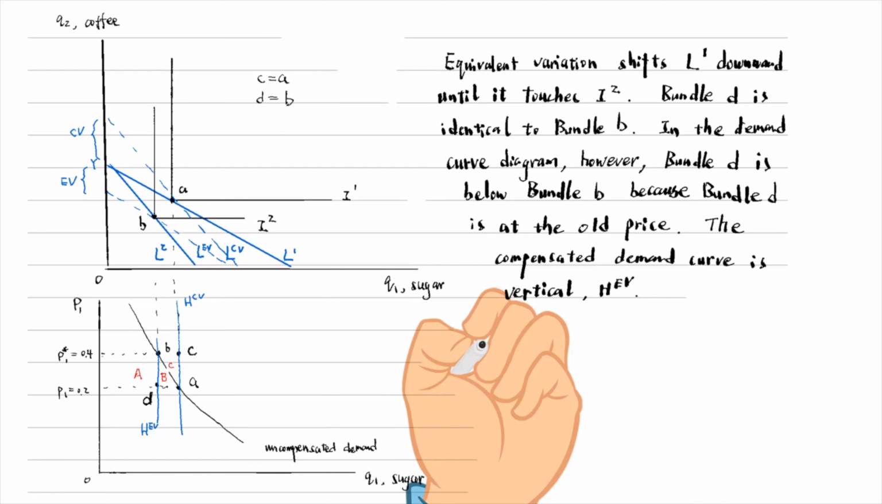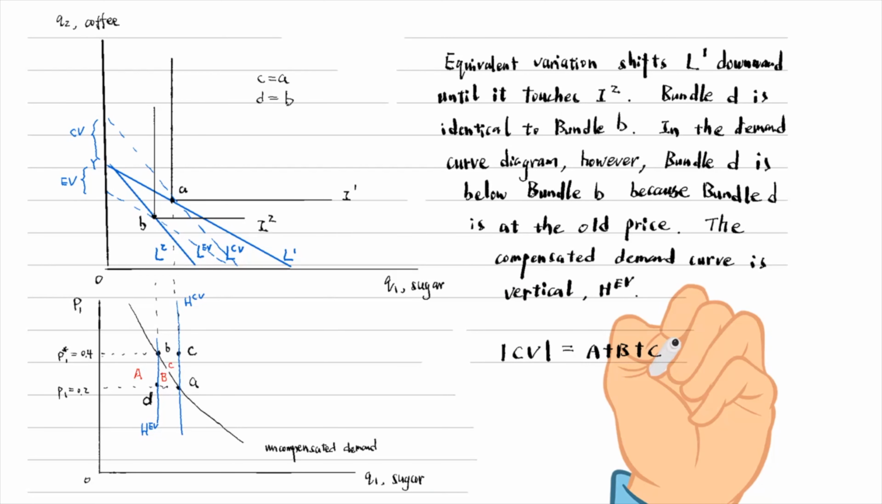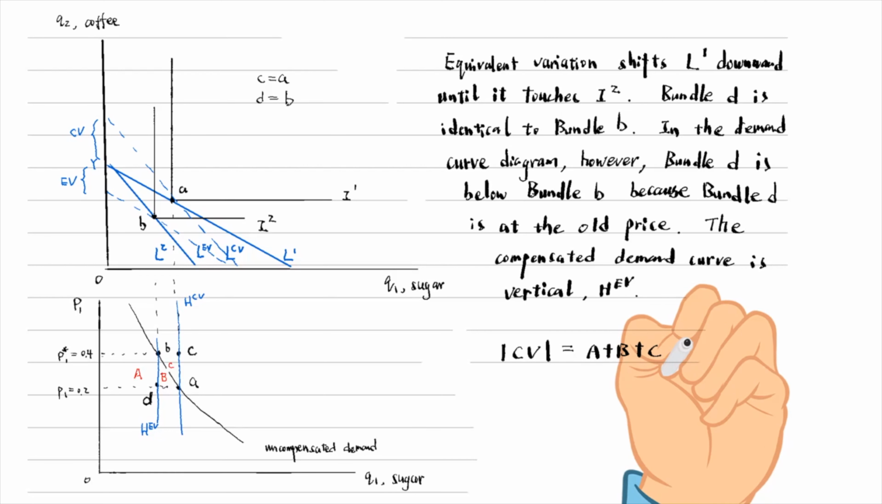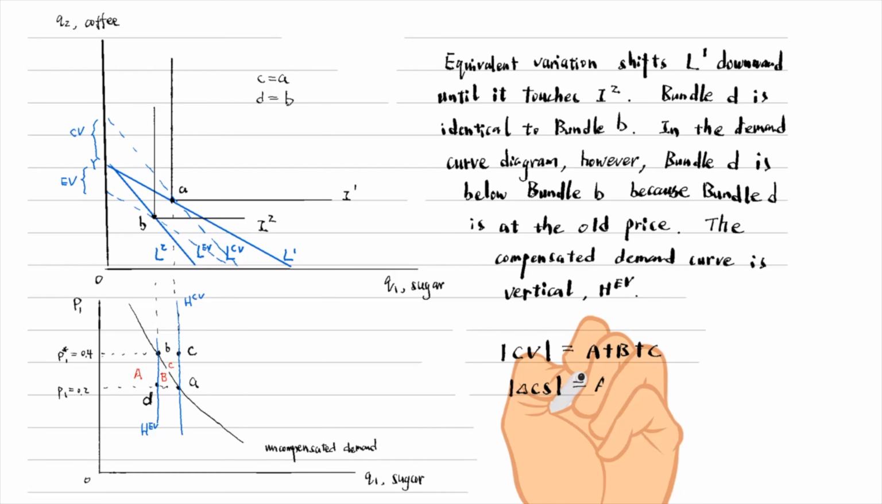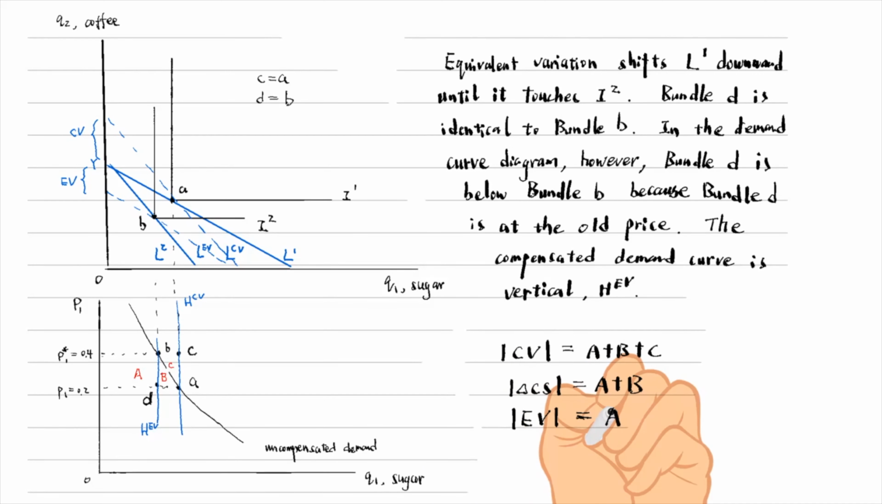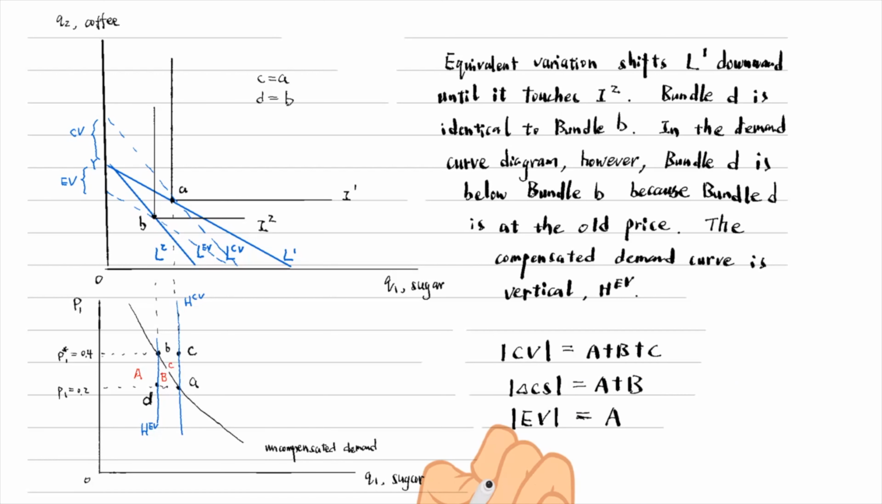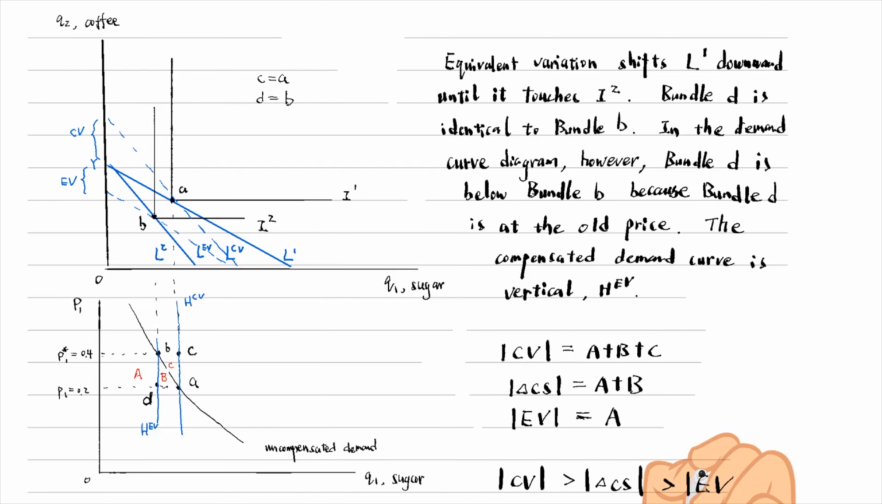The size of the compensating variation is the area of A plus B plus C. The change in consumer surplus is the area of A plus B. The size of the equivalent variation is the area of A. Because perfect complements must be normal goods, the size of CV is larger than the change in CS, which is larger than the size of EV.